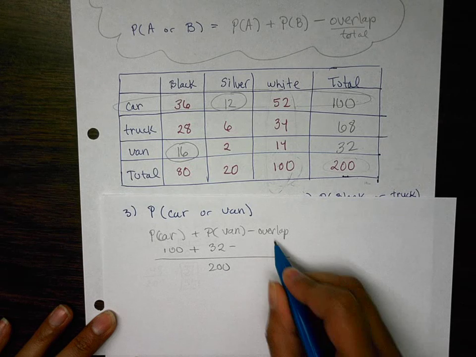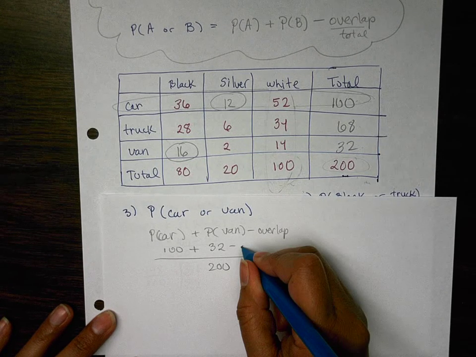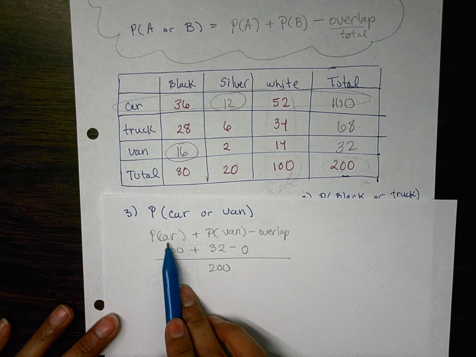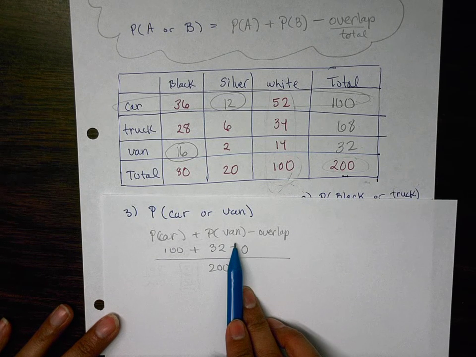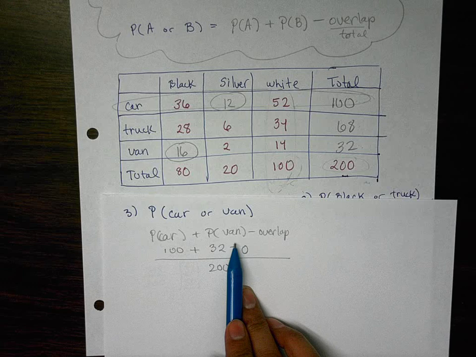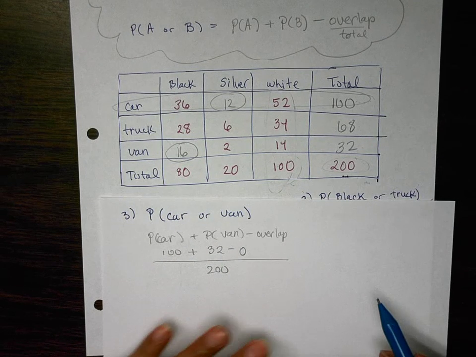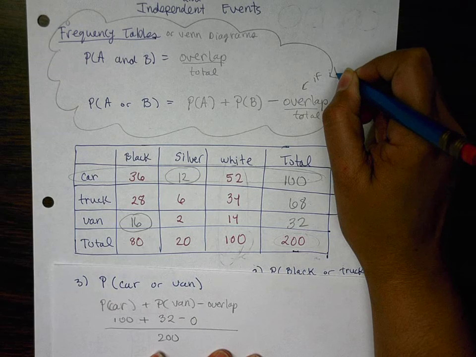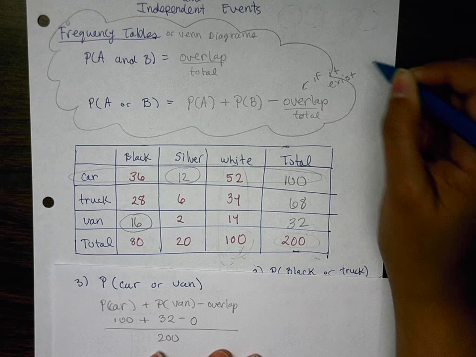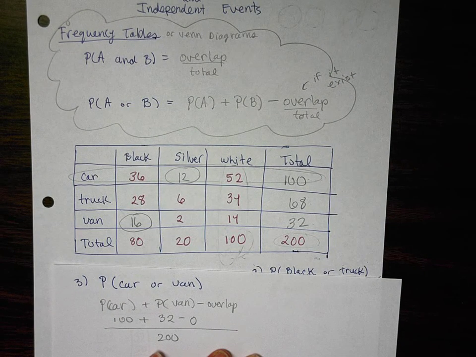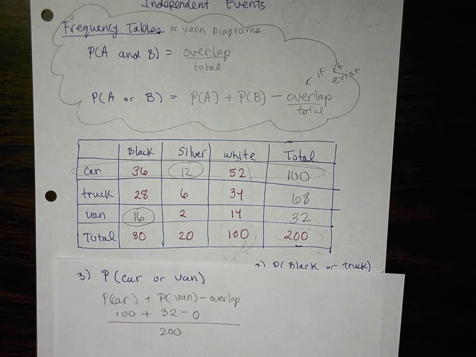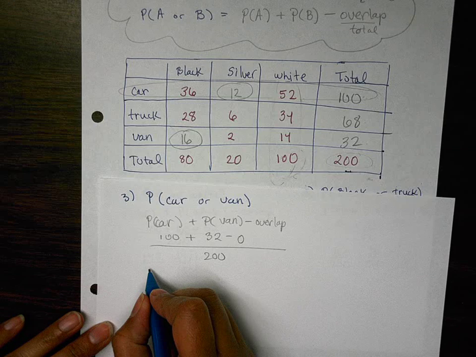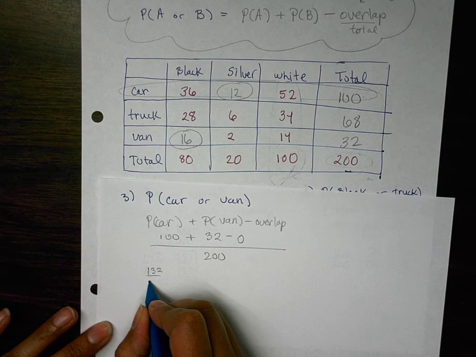What's the overlap? Is there overlap? Okay, there is no overlap. Why? Because what can we say about a car and a van? They are mutually exclusive events. They cannot happen at the same time. So on the overlap, I'm going to put up here "if it exists," because is there always going to be overlap? No, if the two events are mutually exclusive, there's no overlap. Okay, so 100 plus 32 minus 0 is 132 over 200.